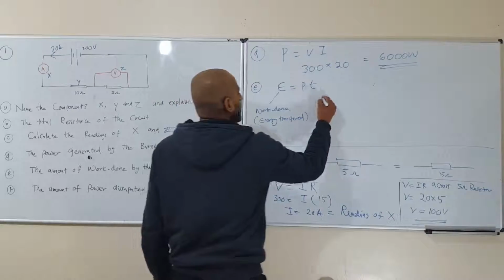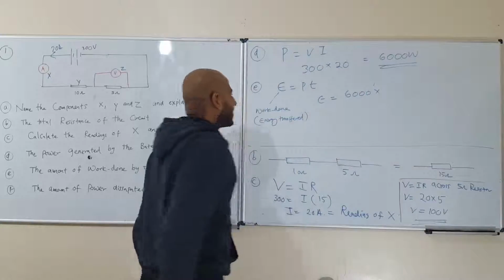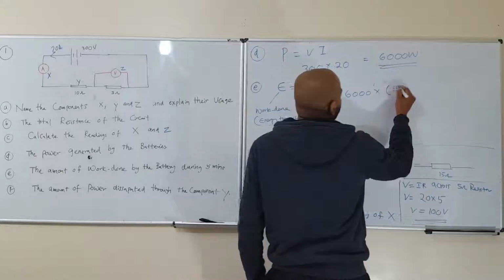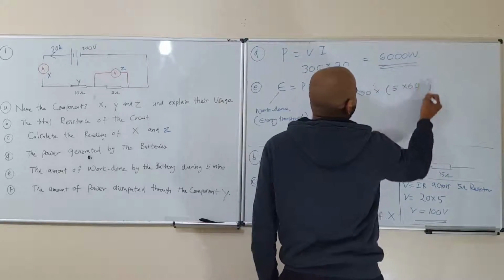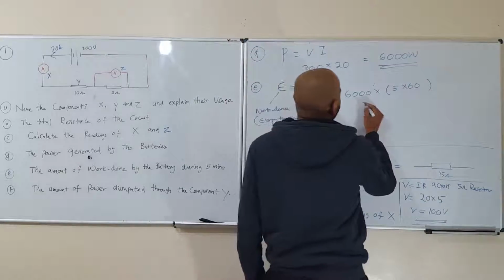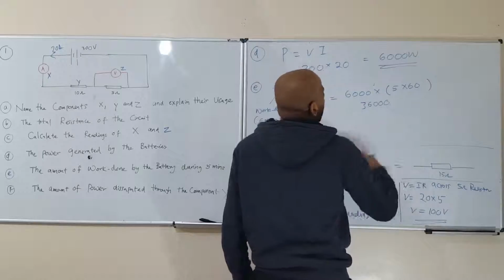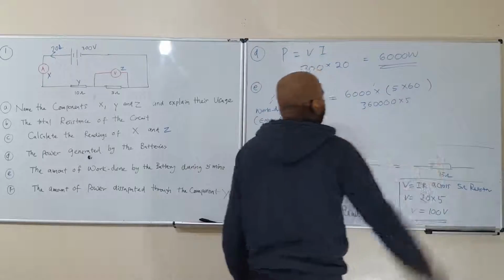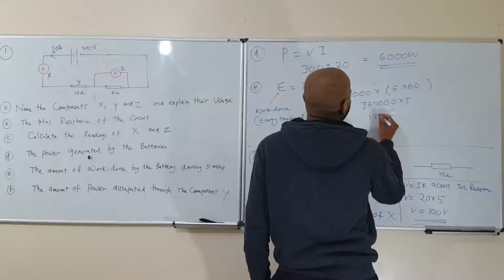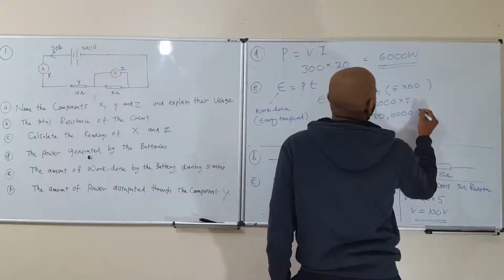So let's do this. 6,000 times t, and t is 5 minutes, which means 5 times 60. Cool. So we're going to get 36 and 4 zeros, times 5. Any questions? No. So we get 1,800,000, that amount of joules being transferred.